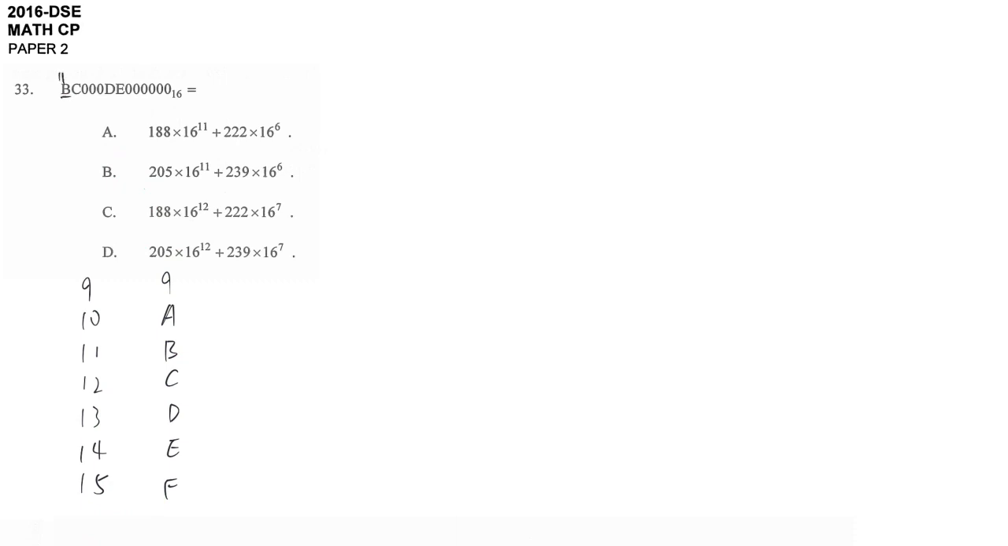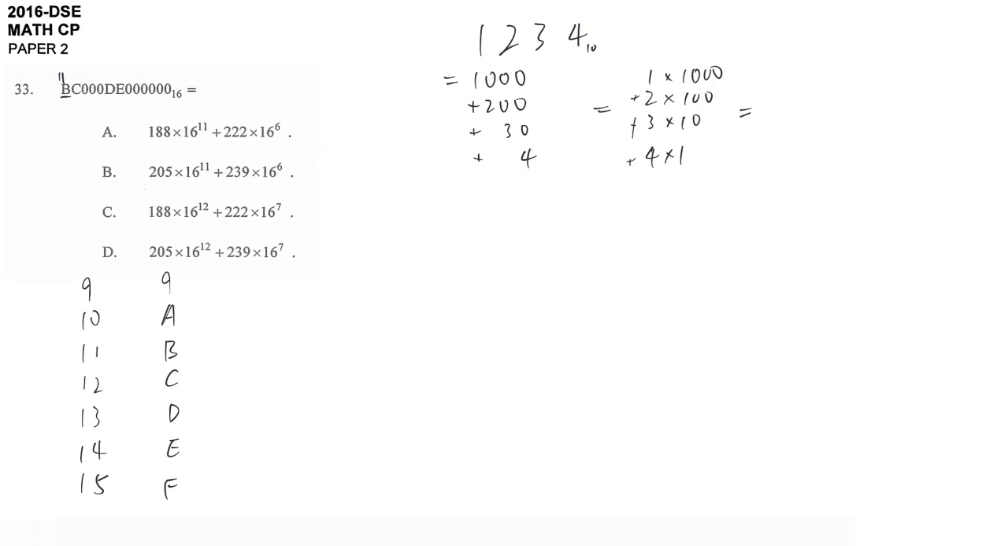And together with the place value, a typical example again: 1234 in our decimal value. That means 1000 plus 200 plus 30 plus 4, which is equal to 1 times 1000, 2 times 100, 3 times 10, 4 times 1. That means 1 times 10 power 3 plus 2 times 10 power 2 plus 3 times 10 power 1 plus 4 times 10 power 0. That's how you decompose a decimal value.